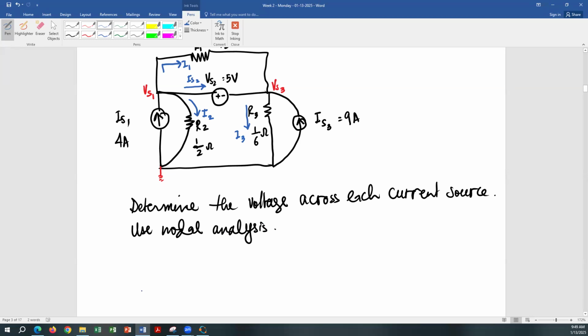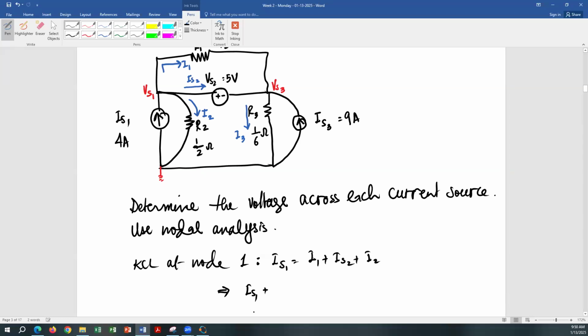Okay, so at node 1 we're going to apply KCL. All right, what is the KCL equation at node 1? Very good. IS1 equals I1 plus IS2 plus I2. One current going towards, three currents going away. Okay, so let's write this down. IS1, we already know the value. That's a known quantity, so we're not going to touch that.